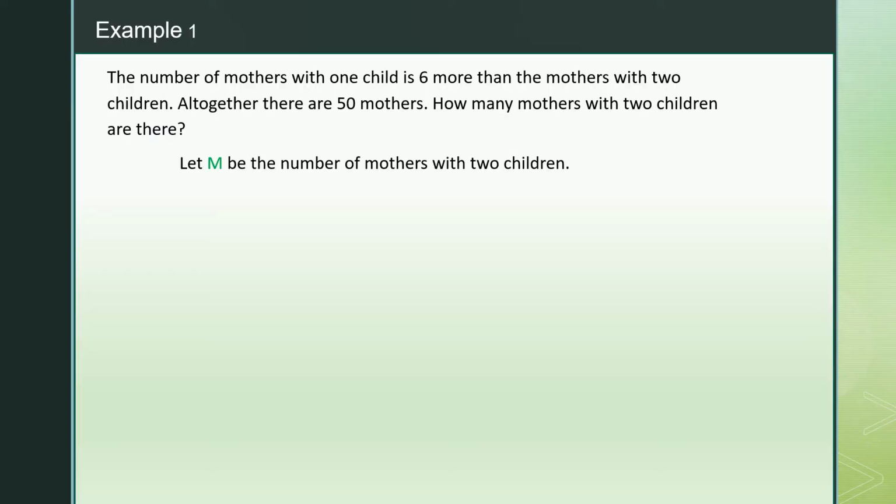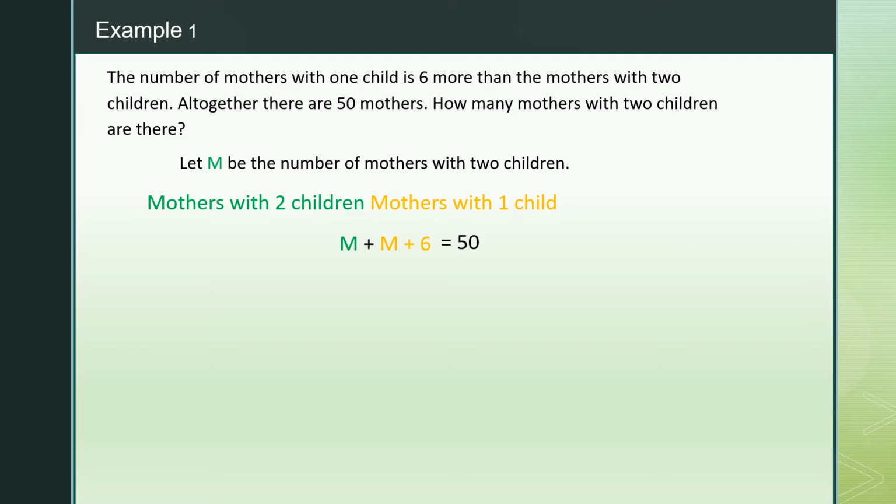Let m be the number of mothers with 2 children. The number of mothers with 1 child is 6 more than the mothers with 2 children. So the mothers with 2 children is m, and the mothers with 1 child is m plus 6. Altogether, there are 50 mothers. So m plus m plus 6 equals to 50.